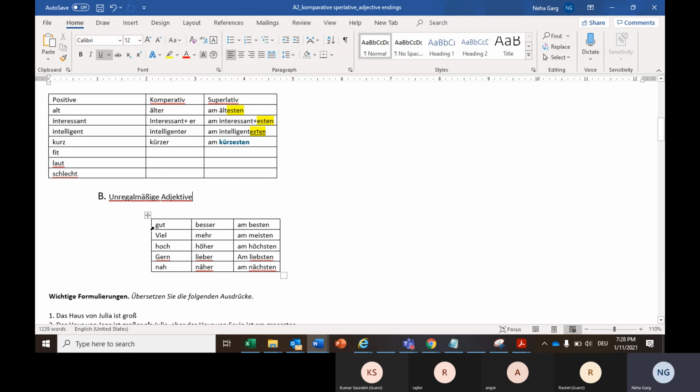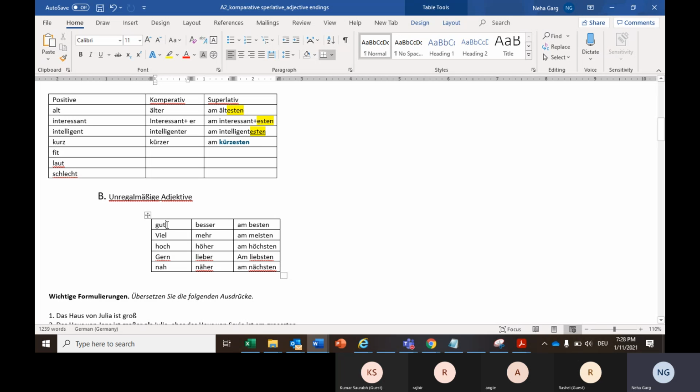So here, wie zum Beispiel gut, that means good, then besser, we better, and then am besten. So this is something we have in English also, like good, better, best. Bad, worse, worst. So in English also we have some special cases where we are not adding just er or more or most in the comparative or superlative form, but we have a different word altogether. Same goes with German also. Rajveer, can you please read this list? Yes, ma'am.